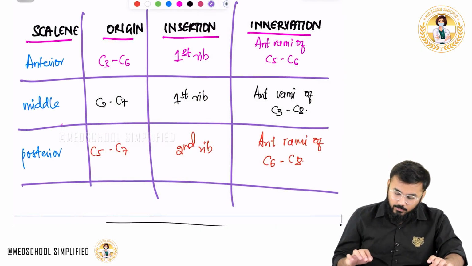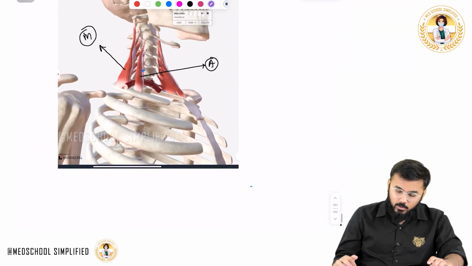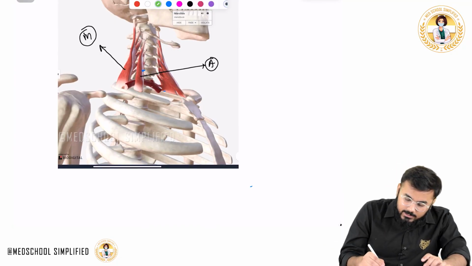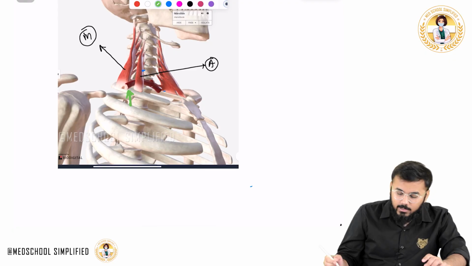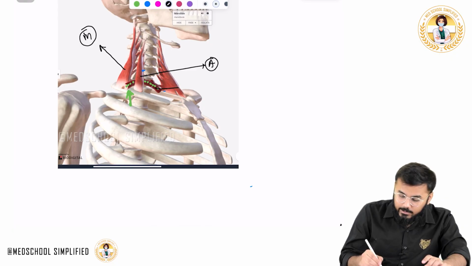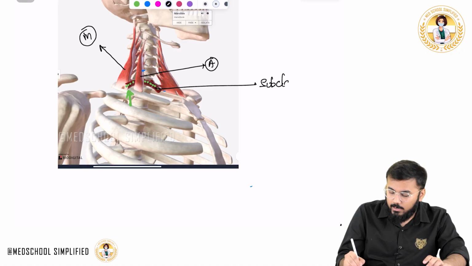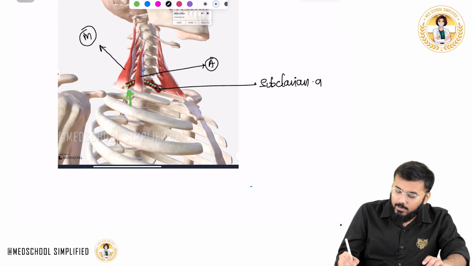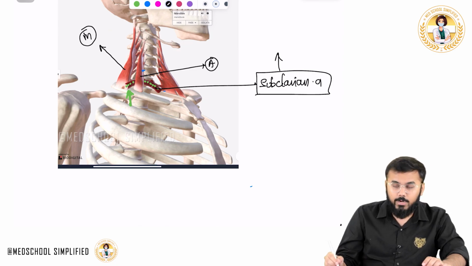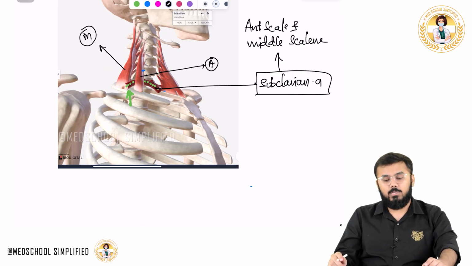So the same pictures are over here. Just look at this, you see an artery that is coming over here. You see this artery, right? So this particular artery over here, what is this artery? This is called your subclavian artery. And where is this subclavian artery located? This subclavian artery is located in between the anterior scalene and the middle scalene, anterior as well as your middle scalene.